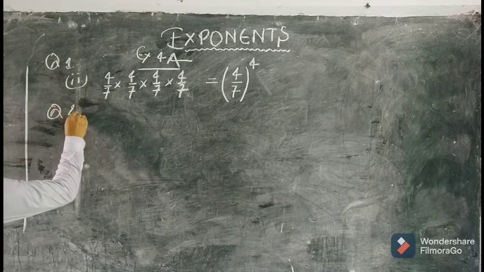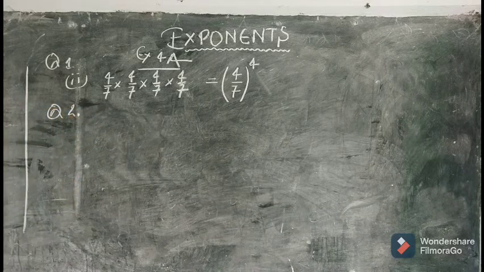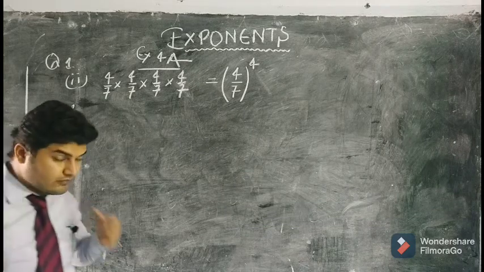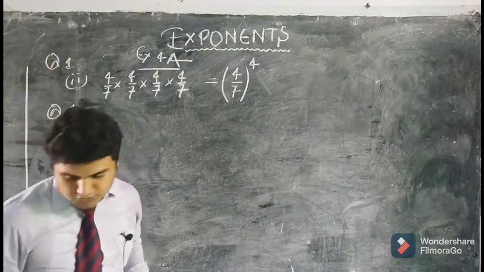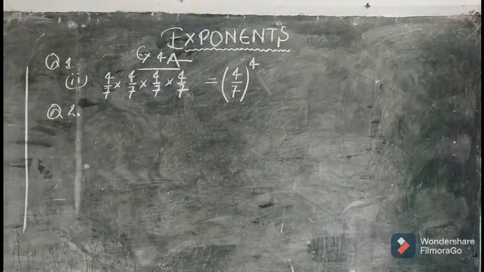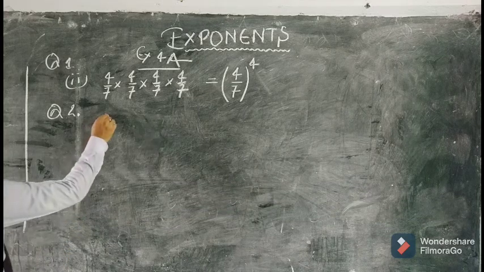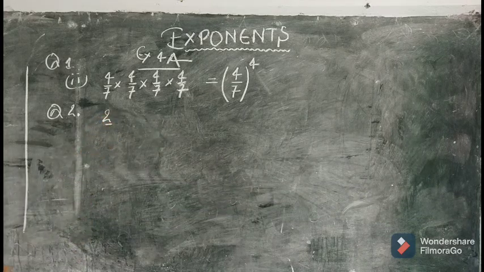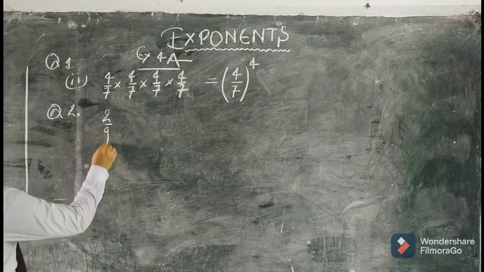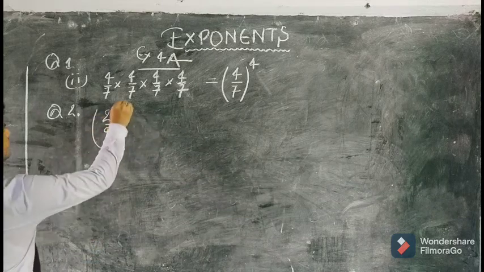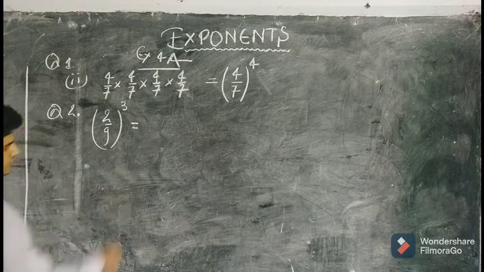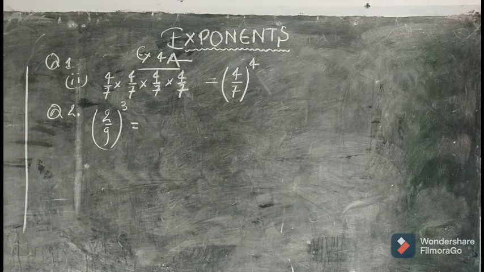Question number 2. In question number 2, it is saying express each of the following as a number in the form of p by q. Like it is saying 2 by 9 raised to the power 3.